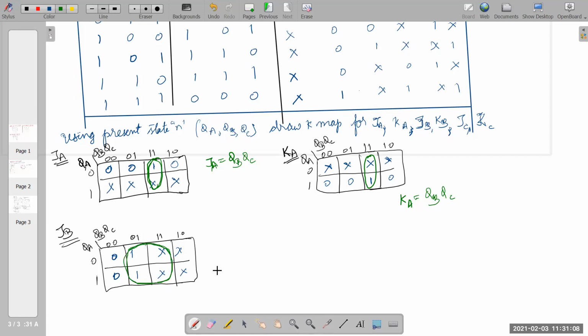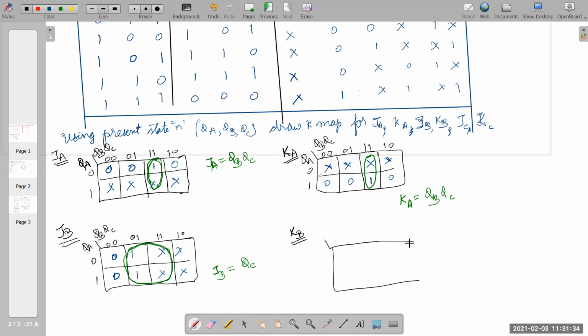This corresponds to JB is equal to, what is common on the left side? Nothing is common. This 1 is common. The corresponding is QC. Good. QC. JB is completed. Next we will move into KC. Sorry, KB. KB.